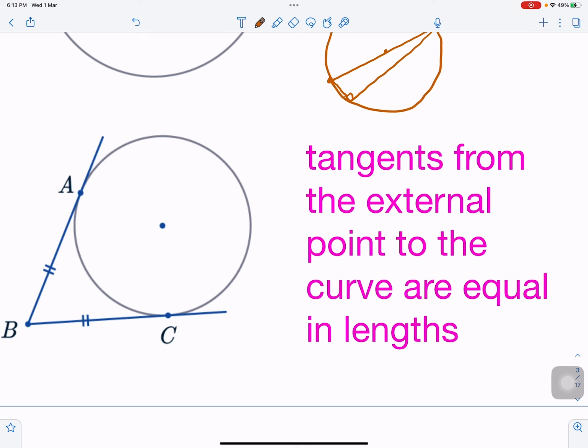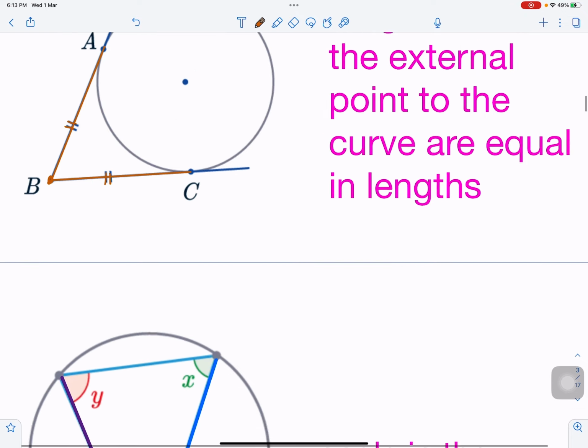Tangents, you know what tangents are. The lines AB and BC are tangents from the external point B. Tangents from the external point to the curve are equal in length. If you see, suppose this point is B and I draw one tangent till A and another tangent till C, then BA and BC are equal in length. This is the property here.